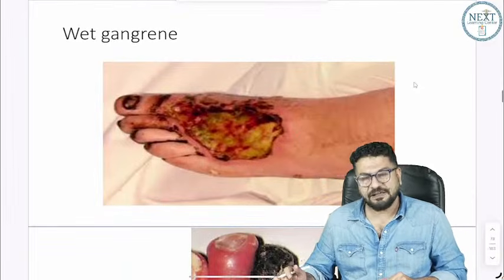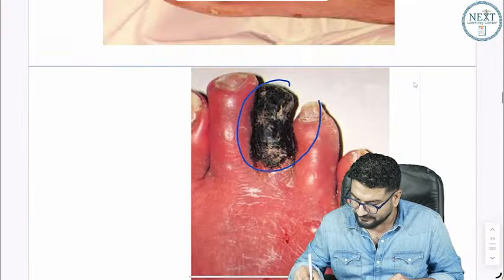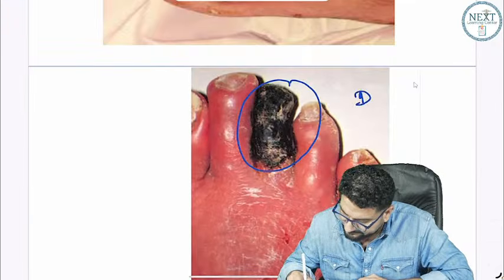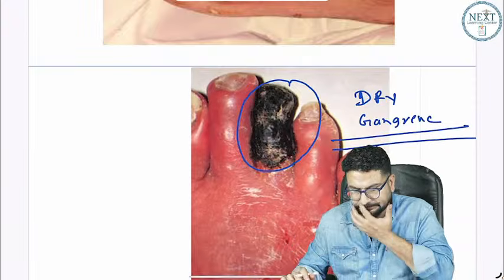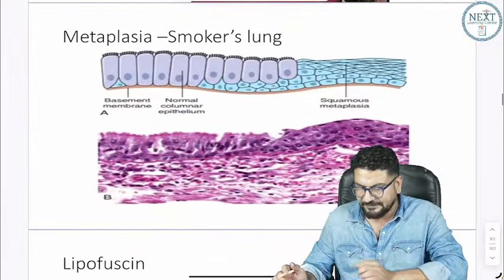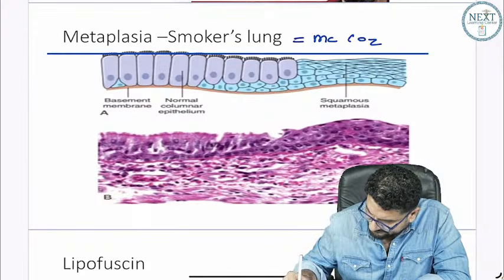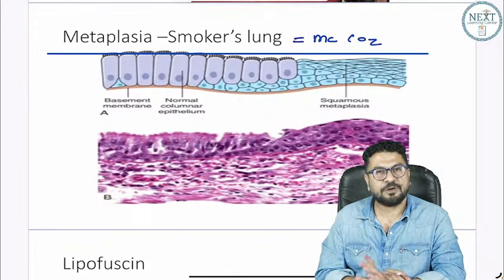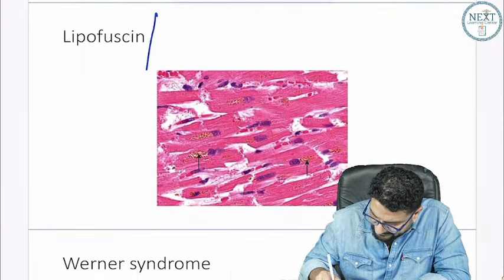Okay, this is a wet gangrene image. You can see this wet gangrene. Then you can see this is dry gangrene. This one will be your dry gangrene. And both gangrenes you can see in diabetes patients. This is metaplasia. Just remember metaplasia, most common cause will be smoker's lung. Most common cause will be smoker's lung. Now this is your lipofuscin. We also call this the pigment of aging.